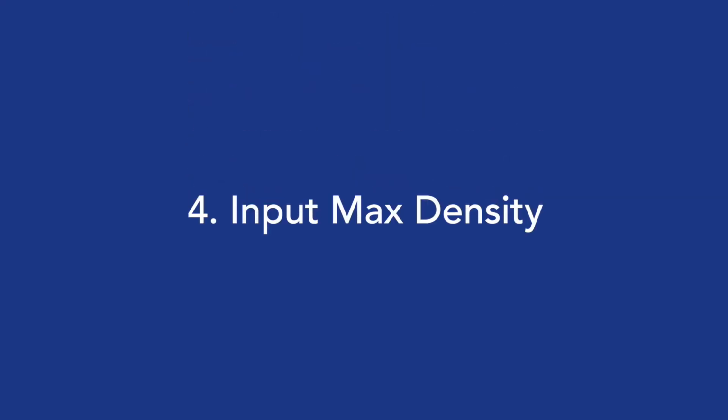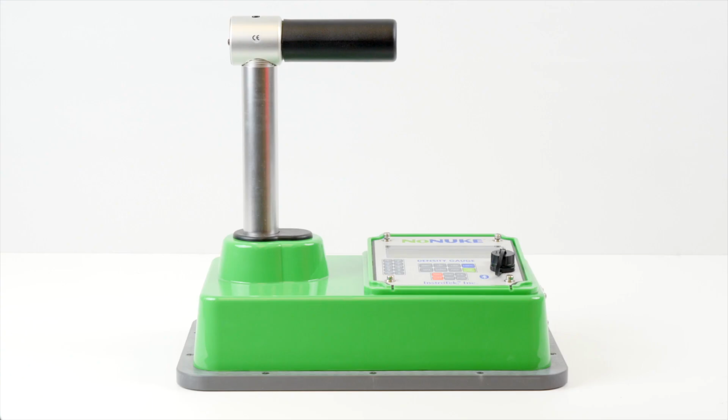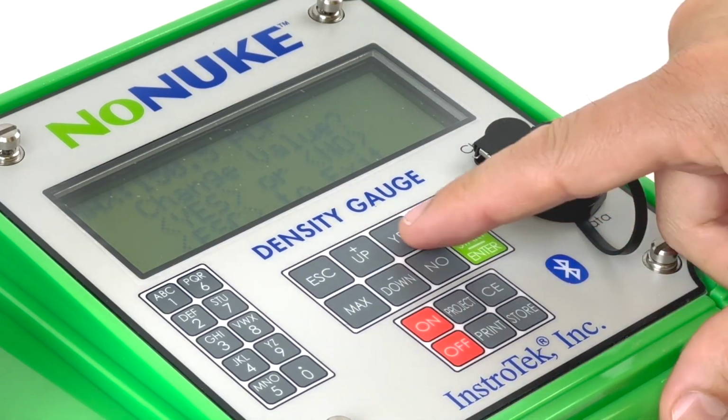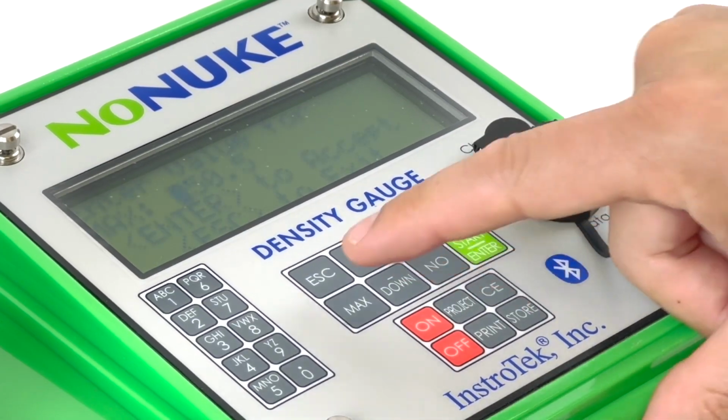4. Input max density. NoNuke measures percent compaction based on max density input by the operator. In NoNuke, you can easily change the max lab-determined density value as needed to accurately measure percent compaction. To set the daily max density value, complete the following steps. From the Ready screen, press Max key on the keypad. Press Yes or No to change the value or confirm the current value.